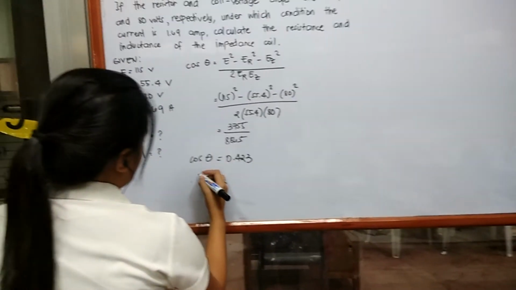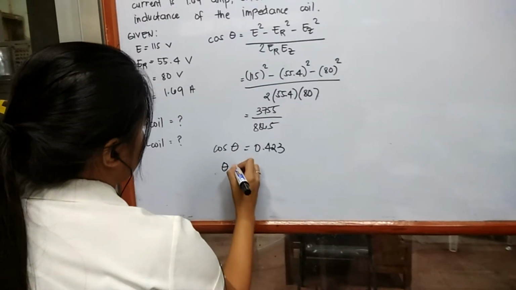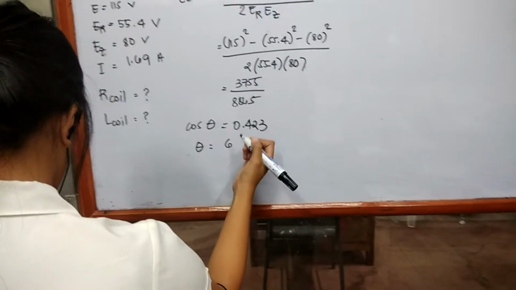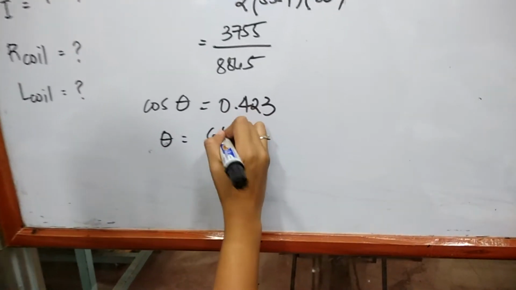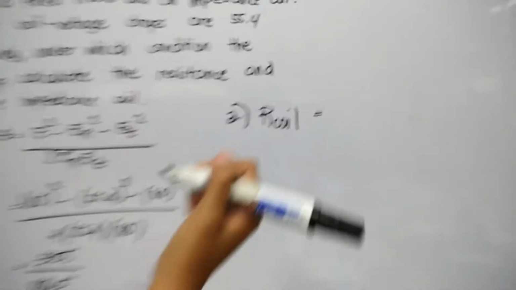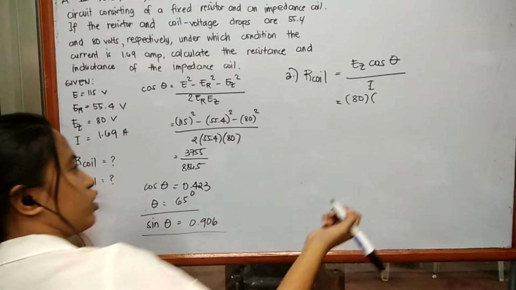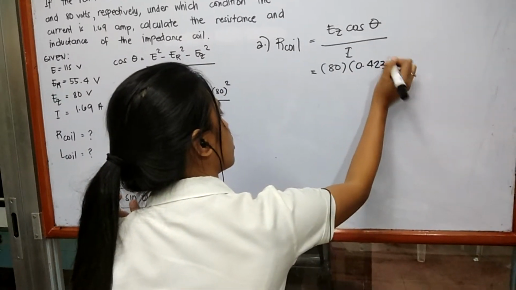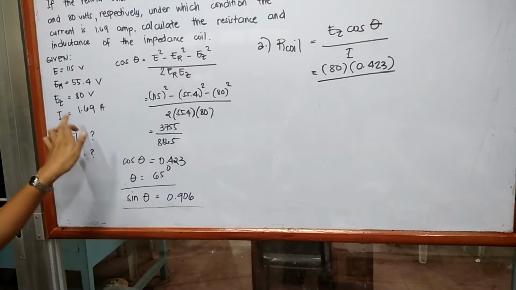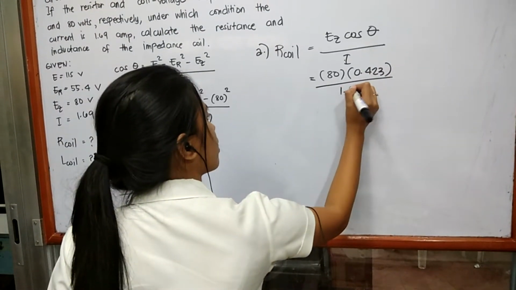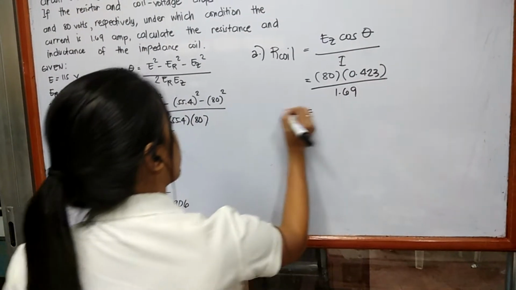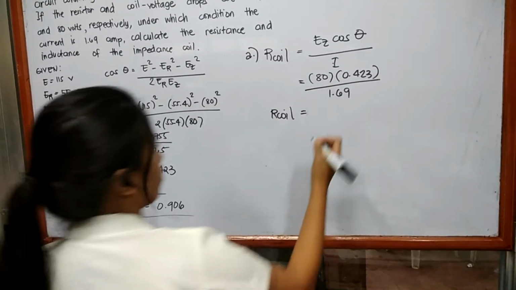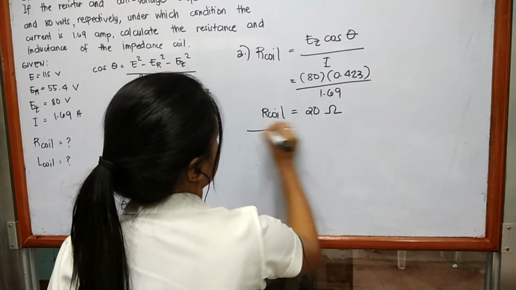So theta is arccos of this one. So theta is equal to 65 degrees. R coil is equal to EZ cosine theta, 80 times 0.423, over I, which is 1.69. So R coil is equal to 20 ohms.